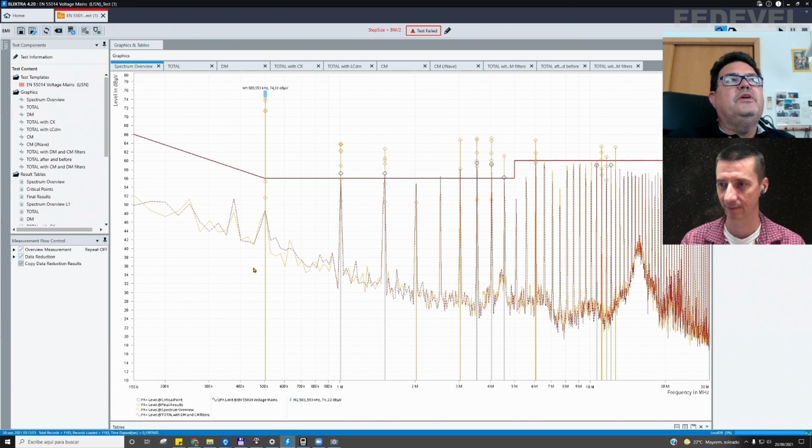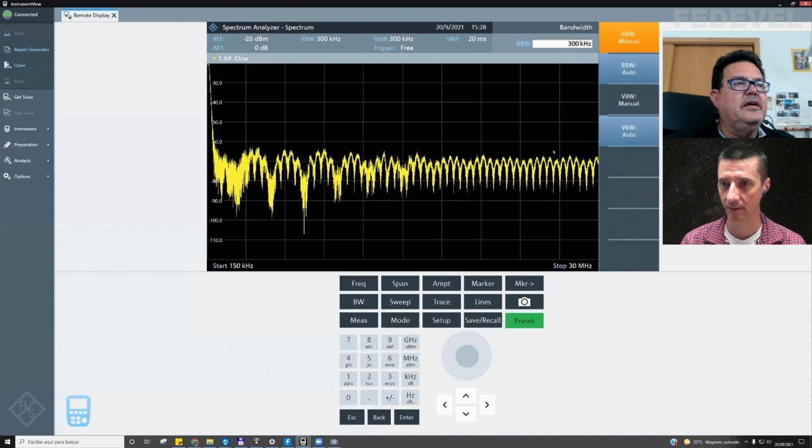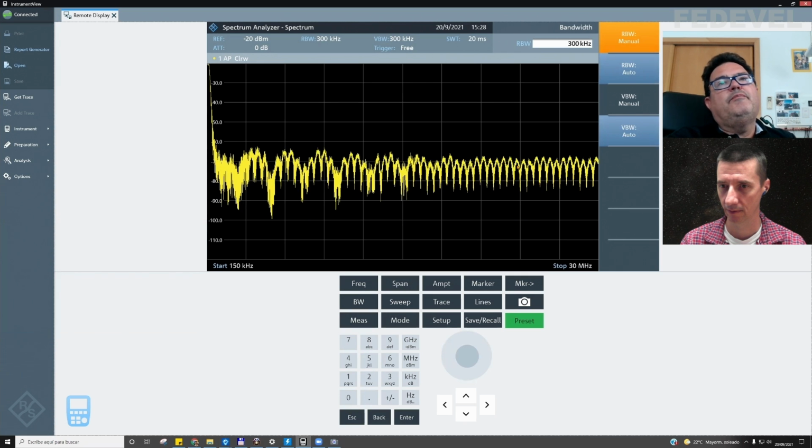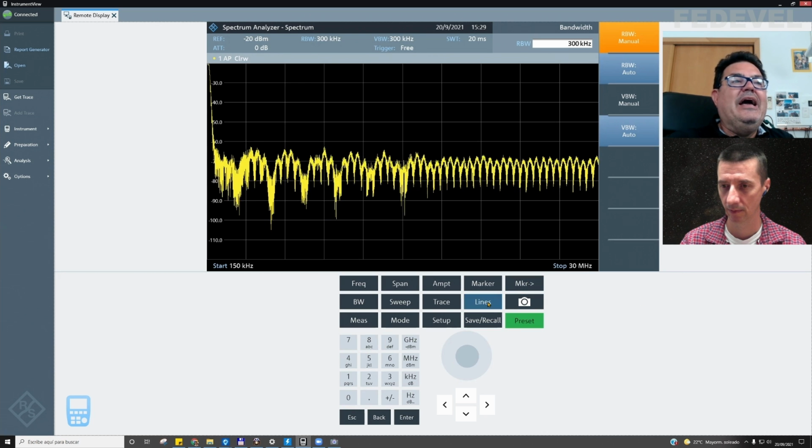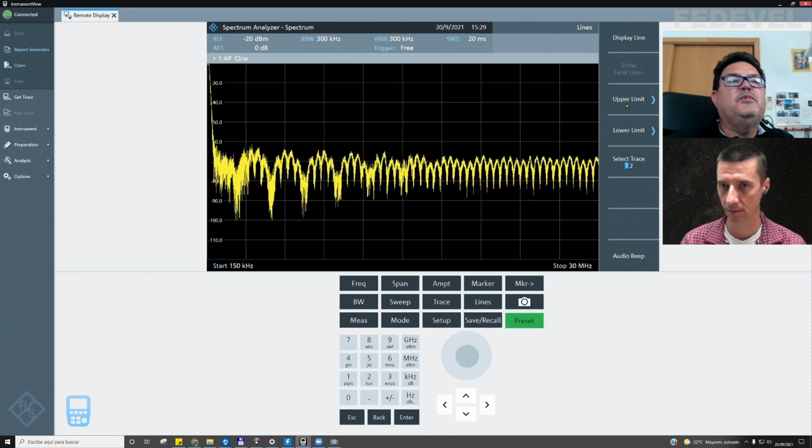So if you are looking at the emission from your product, you compare it with the limits from your regulations. Can you show these limits also in the spectrum analyzer? Yes, you can do this. You go to the software program directly on the spectrum analyzer or the EMI receiver, and you have something here called lines. With lines, you can specify typically two limits, the upper limit and the lower limit.